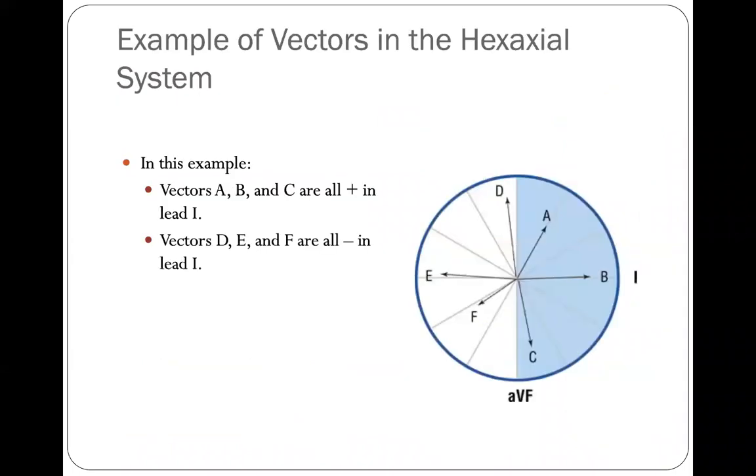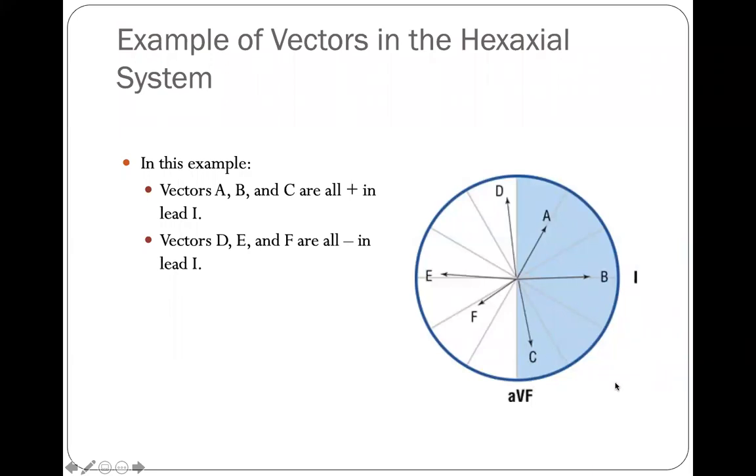So again, I talked about this just a moment ago, but if we're looking at lead 1, it is cut by the AVF line right here. So if the electrical activity is traveling in the direction of A, in the direction of B, or in the direction of C, then lead 1 will be slightly or significantly more positive than negative, one or the other. If it's B, then it'd be significantly more negative. If it's A or C, then it would just be slightly more positive than it'd be negative.